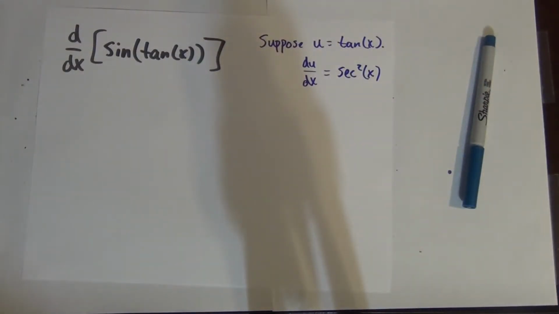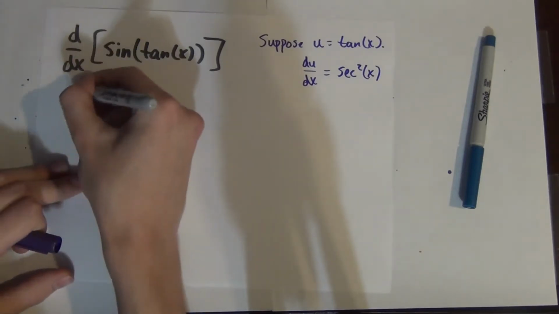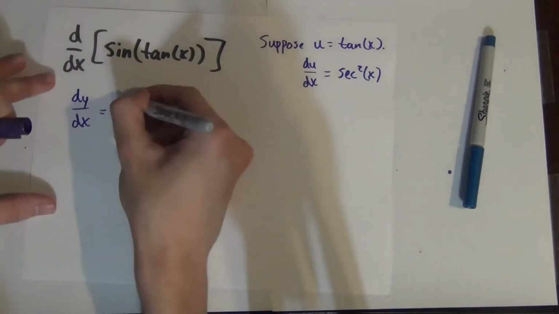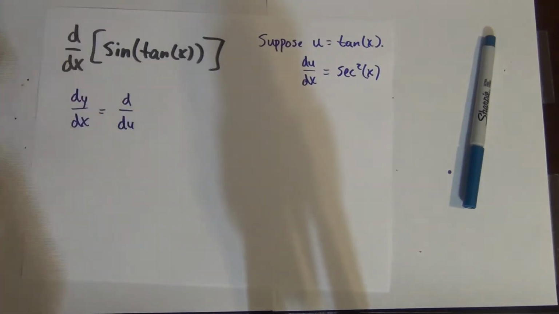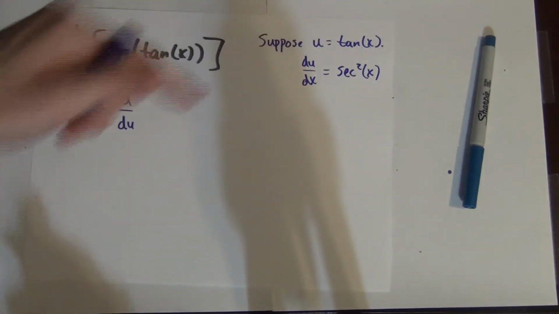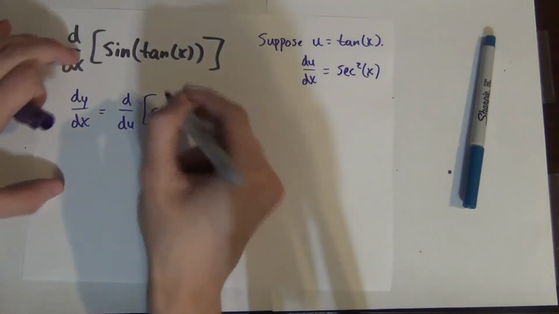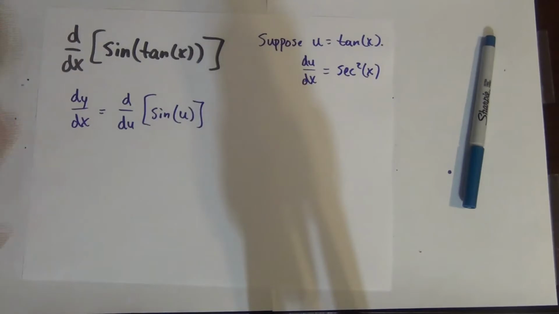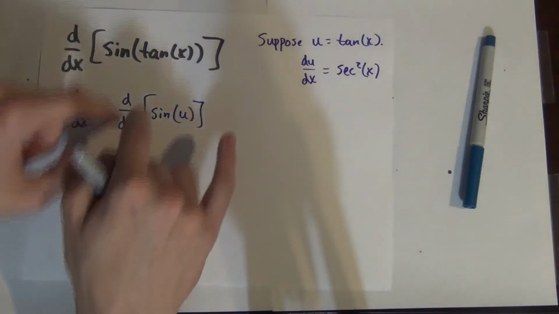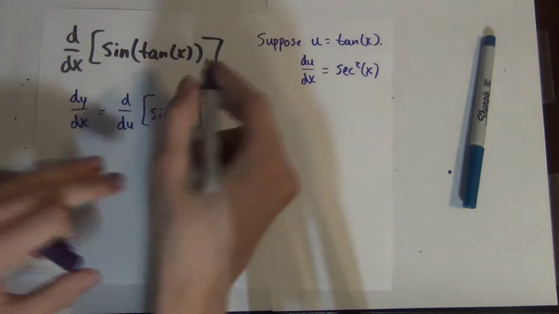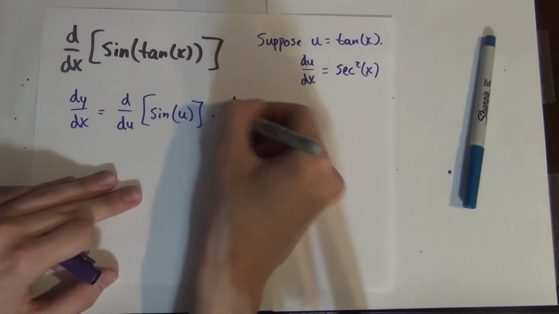Okay. So, in order to find dy dx, first I'm differentiating with respect to u. So I'm taking d du, and this variable could be anything, by the way, but I picked u. It's arbitrary. So I'm taking the derivative with respect to u of sine of u. So that's my outside function. But now I'm in terms of u. To get in terms of x, I have to multiply by this additional factor. So I have to multiply by du dx.